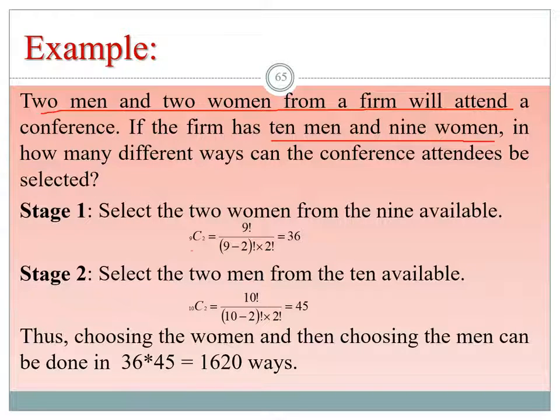So that means 9C2, which is equal to 36 possible ways. Similarly, 2 men from the 10-men group, so 10C2 is 45. Then apply the multiplication rule: 36 times 45 equals 1620. So there are 1620 different ways of selecting 2 men and 2 women from 10 men and 9 women.